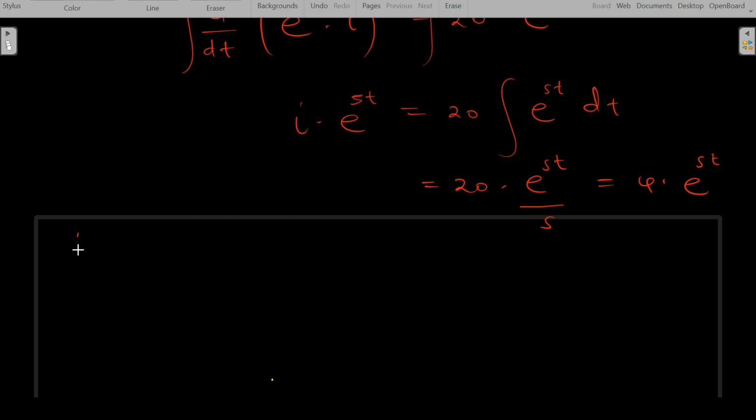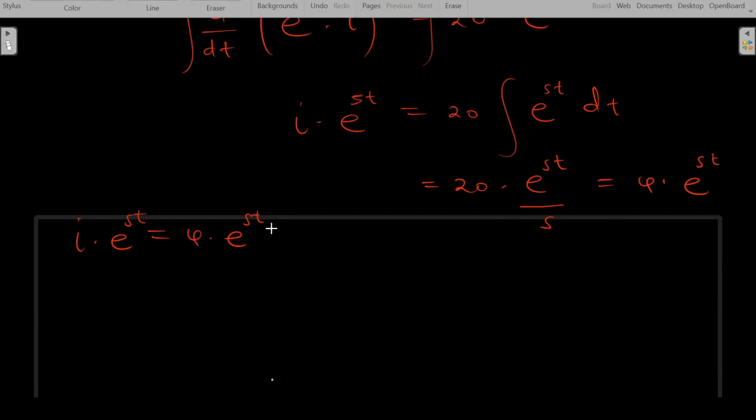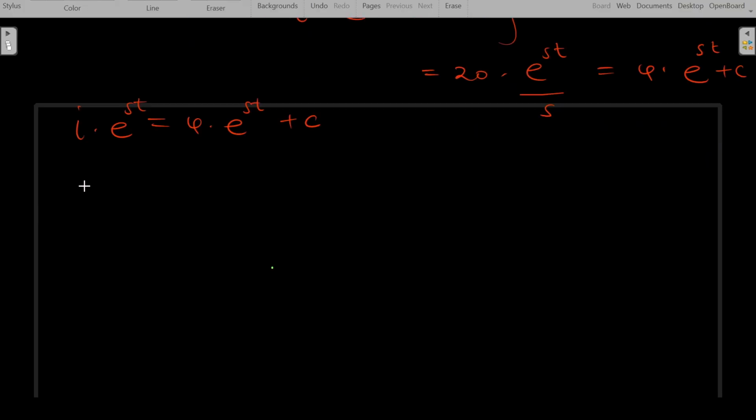So I'm saying my answer is I multiplied by e raised to 5t should give me 4 multiplied by e raised to 5t. And remember, we have integrated this, so it should include the constant of integration. Okay, so from this point, let's get our I, because we are looking for I as a function of t.